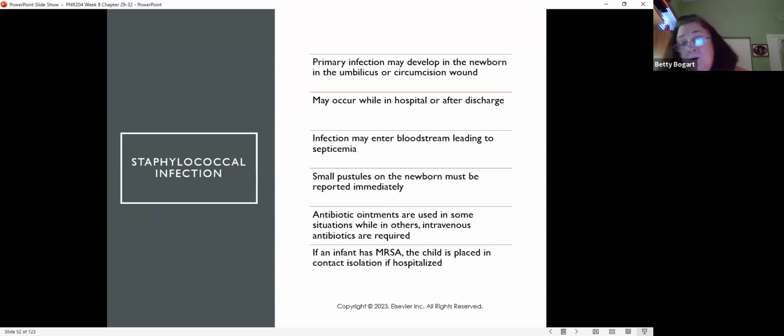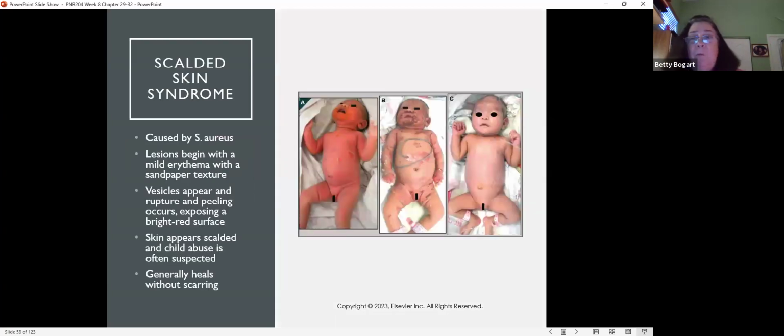Antibiotic ointments are used for small places, but IV antibiotics are the ones that are going to kick it out and not let that staph go systemic. MRSA is methicillin-resistant Staph aureus. This is the one that's hospital acquired, right? This you need to do extra special precautions. These children will be placed in contact isolation in a room by themselves.